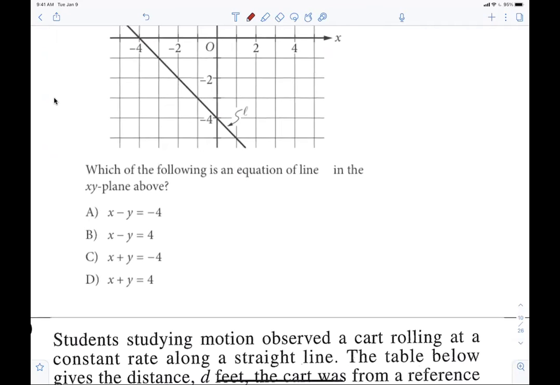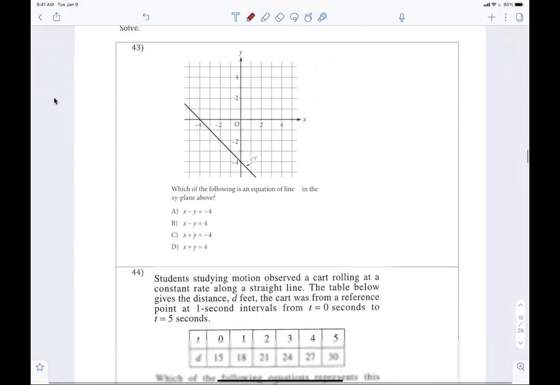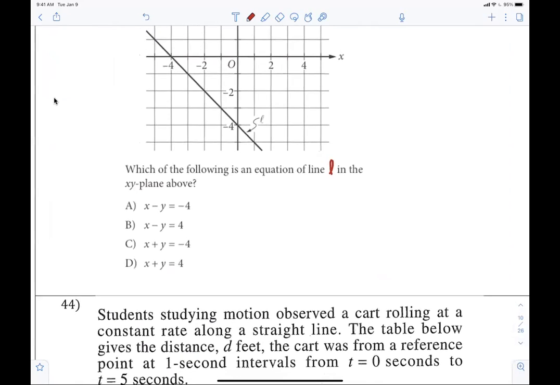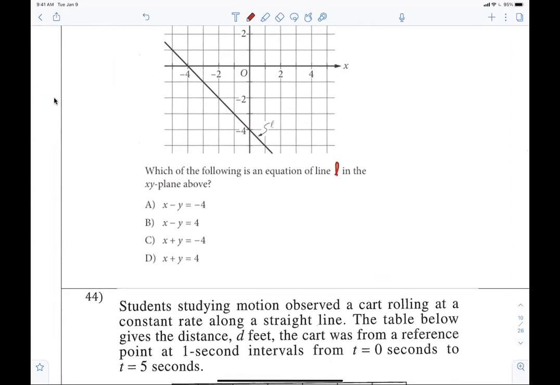All right, now for whatever reason, the L on my first SAT problem is missing. I don't know what happened, but that's line L. All right, so let's see who can do this SAT problem. I want everybody to look at 43 and someone tell me what they think the answer is.